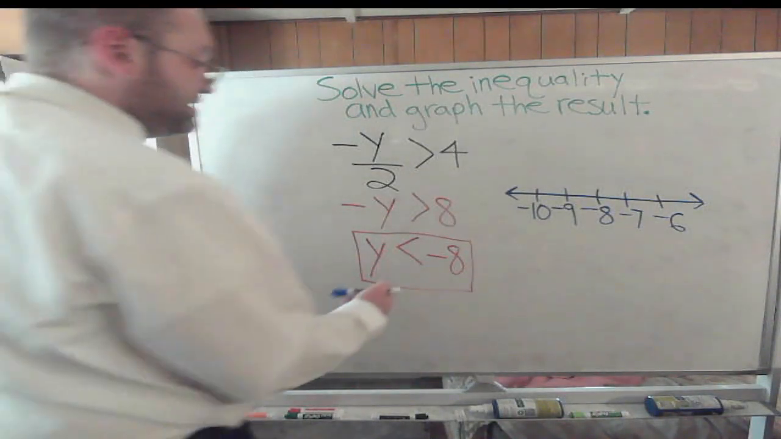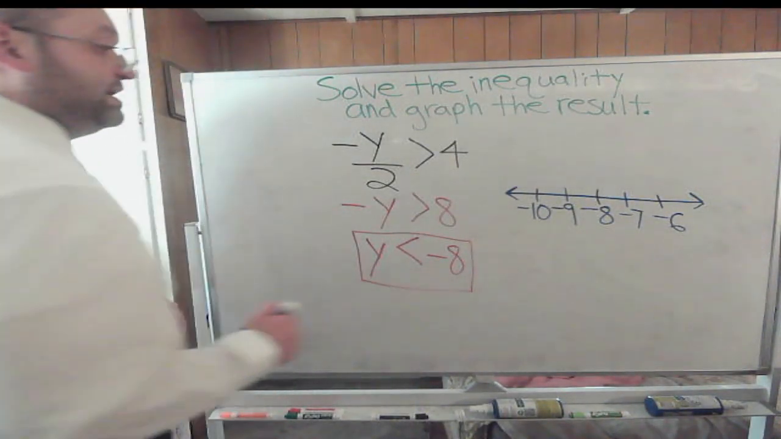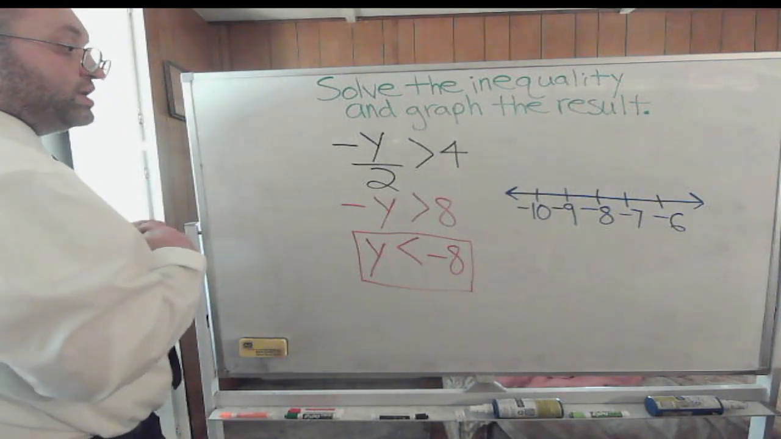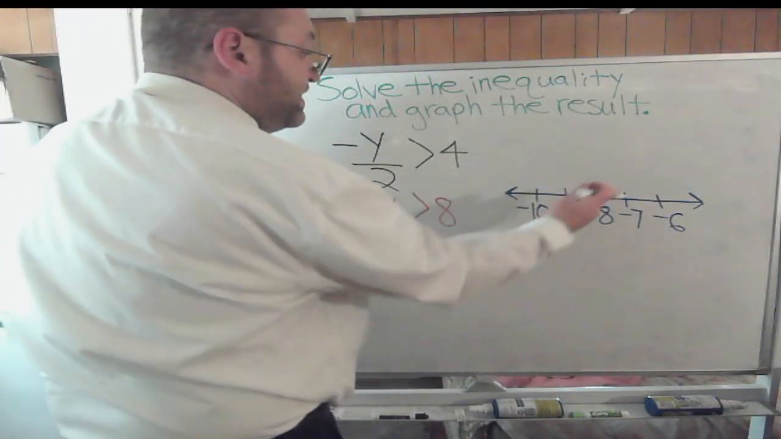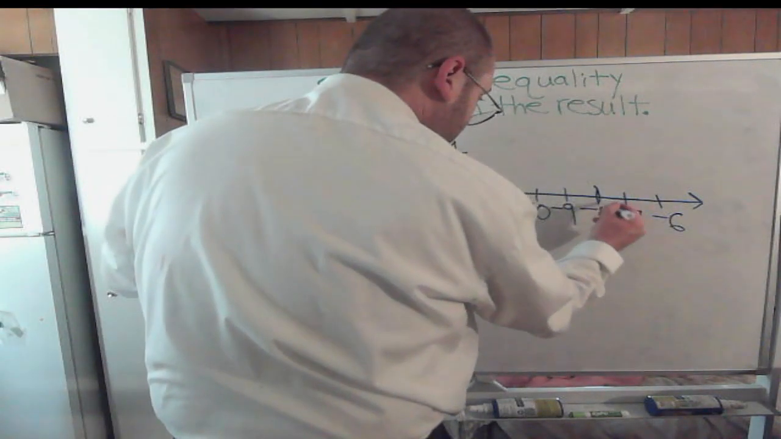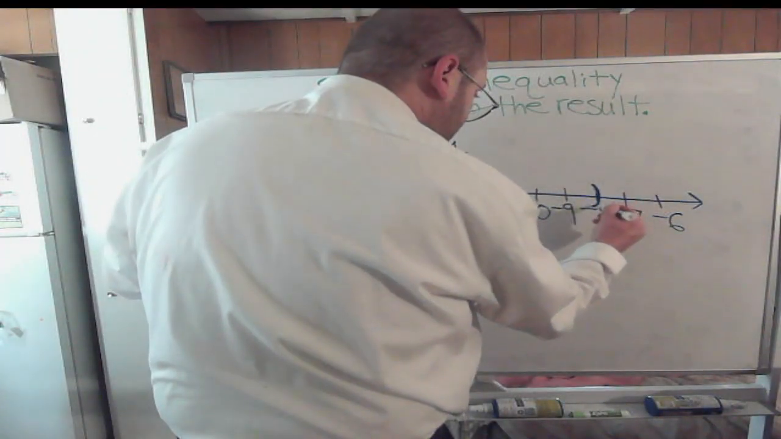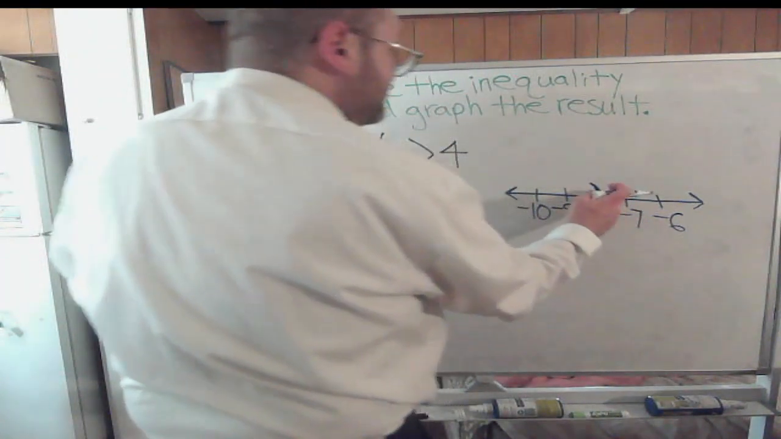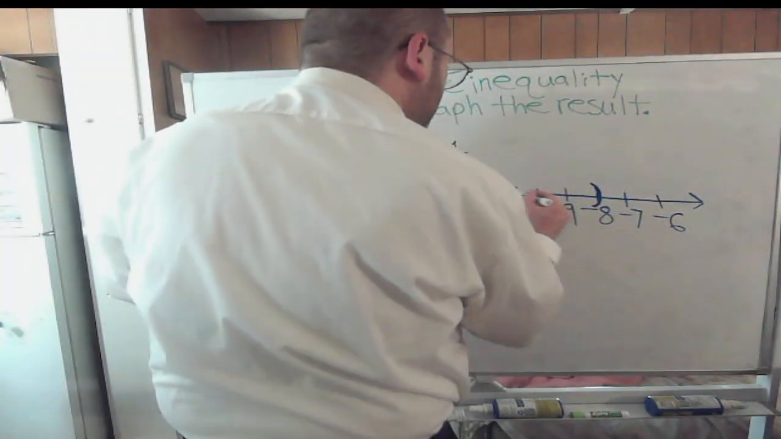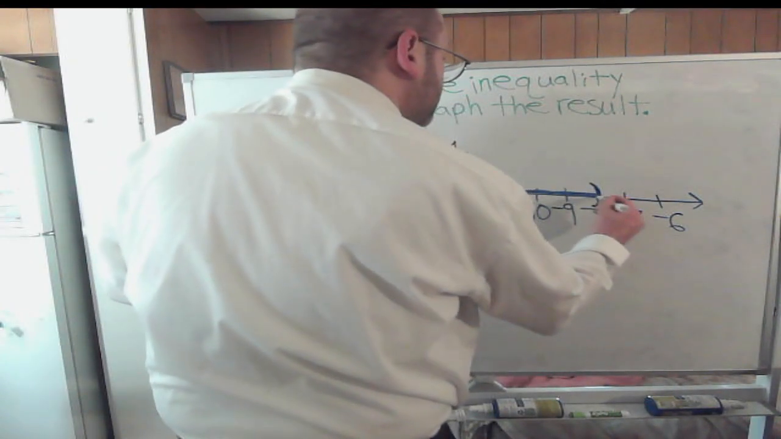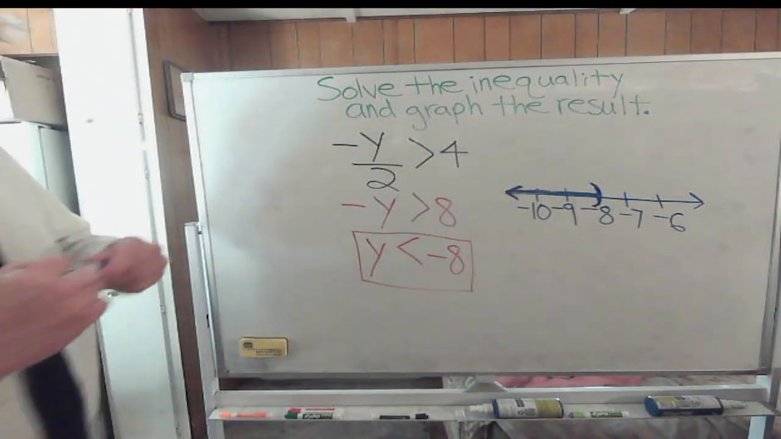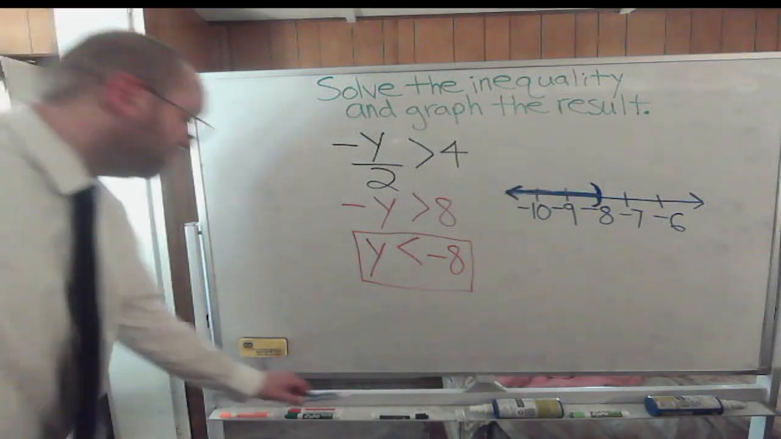We want to show that y is less than negative 8. Since it's just less than, you're going to want an open parenthesis on the negative 8, where the open part faces all numbers less than negative 8. So right at the negative 8, I'll put an open parenthesis where the open part faces all numbers smaller than negative 8. Then I'll shade that entire region too, to the left of it. And that would be how I graph said solution.